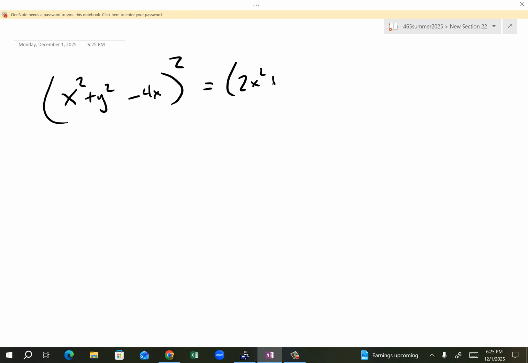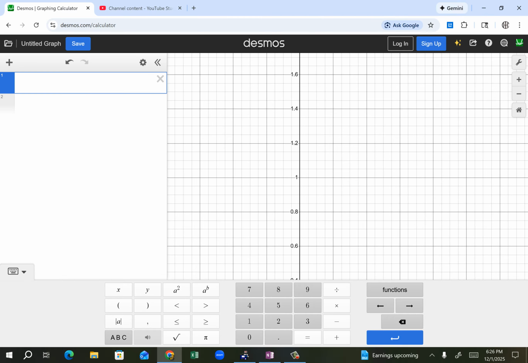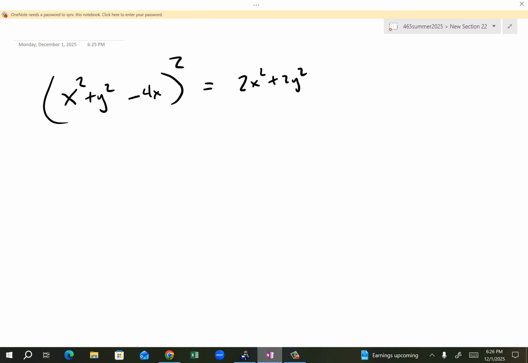Mr. Groom, can we find the slope of this guy? x squared plus y squared minus 4x squared equals 2x squared plus 2y squared. Yeah, I think I can. I mean, I don't know why I couldn't. Let's look at the graph. I almost graphed it on my other computer. That'd have been hilarious. Why can't you guys see it? Well, Groom, we're not on that computer, dummy.